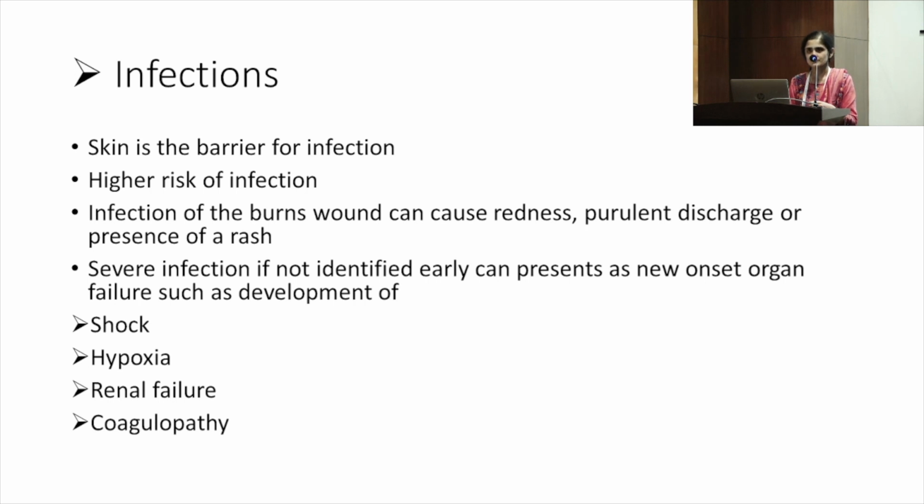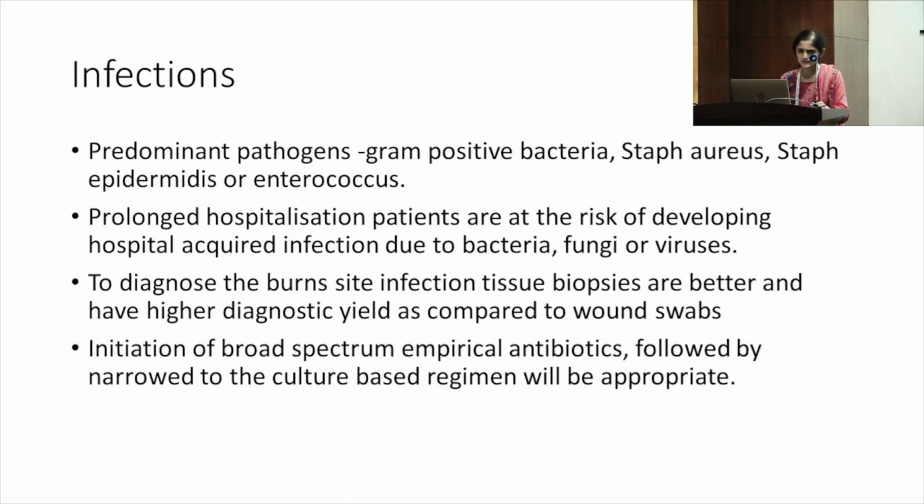How can you diagnose? Whenever the patient is having any signs of new organ failure, same like sepsis, look at the source of infection. So it is the wound you have to look at. How can the patient manifest? The patient can have shock, hypoxia, renal failure or coagulopathy. These are the signs where you have to think that the patient is getting infection. The predominant pathogens are gram-positive bacteria, Staph aureus, Staph epidermidis, or Enterococcus.